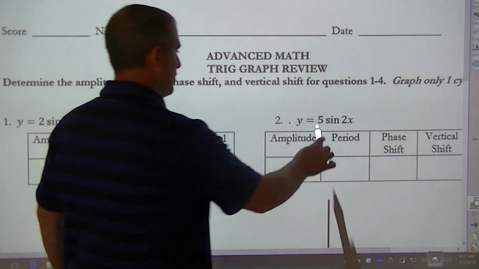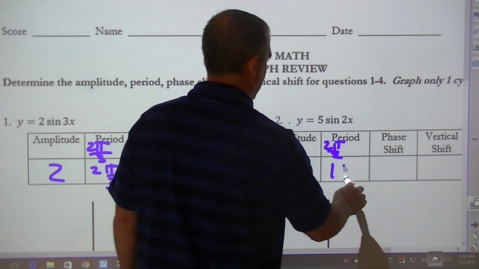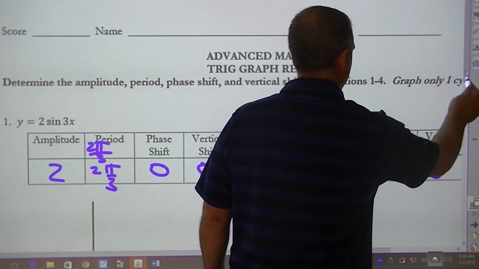On this one, the amplitude will be 5. The period would be 2 pi divided by 2, which would be 1 pi. There'd be no phase shift, no vertical shift.